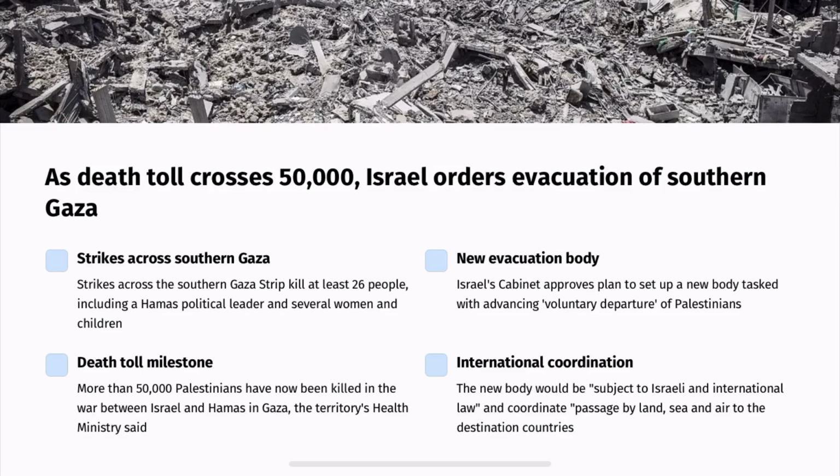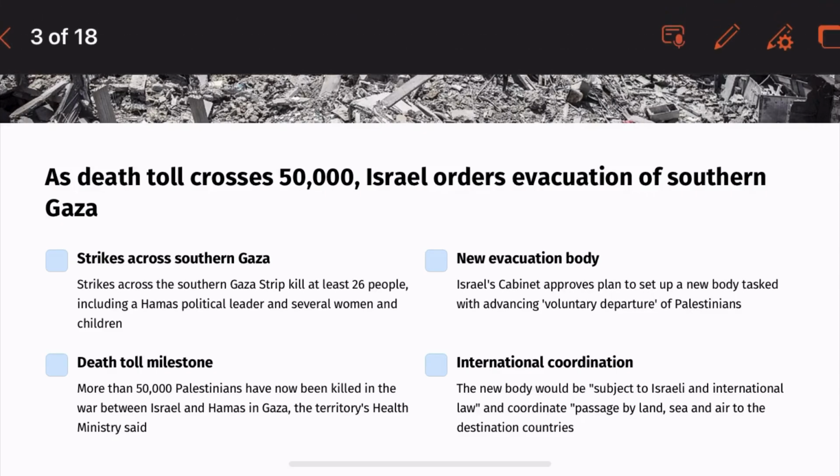So the death toll crosses 50,000. Israel orders evacuation of southern Gaza. There is a strike across southern Gaza. The southern Gaza strike killed at least 26 people, including a Hamas political leader, who is one of the influential ones, and several women and children were killed. More than 50,000 Palestinians have now been killed in the war between Israel and Hamas in Gaza.